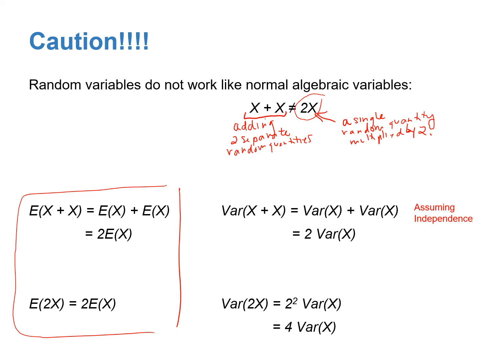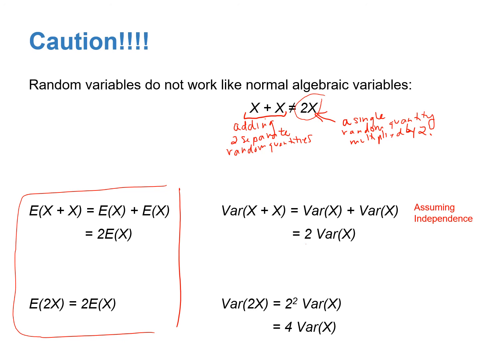And remember, if we assume that we've got independence between these two random quantities, x and x, then the variance of their sum is going to be the sum of their variances. So variance of x plus variance of x is 2 times the variance of x. On the other hand, if I take the variance of 2 times a single random quantity x, the variance of that is 2 squared times the variance of x, which is 4 times the variance of x.